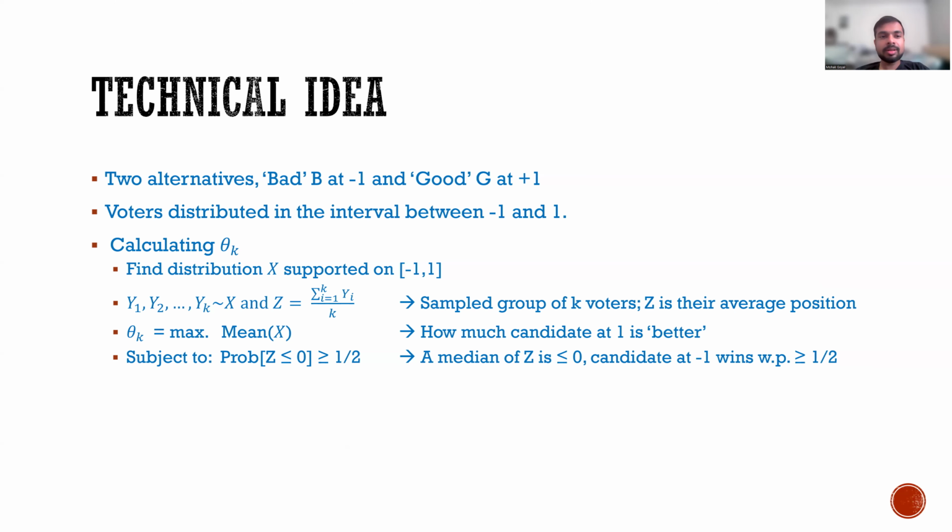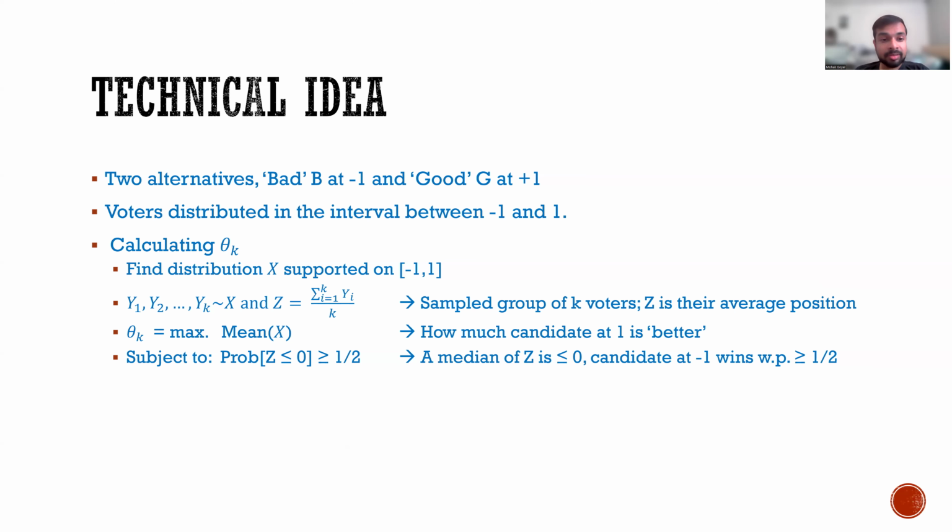Then we need to consider this quantity theta k, which is the following. We have to find a distribution x supported on -1 to 1, which represents the distribution of the voters on this line, and then we take k samples from this distribution and let Z be the average of these k samples. Theta k is the maximum possible mean of this distribution, which is a measure of how much the candidate at 1 is better than the candidate at -1 on average.